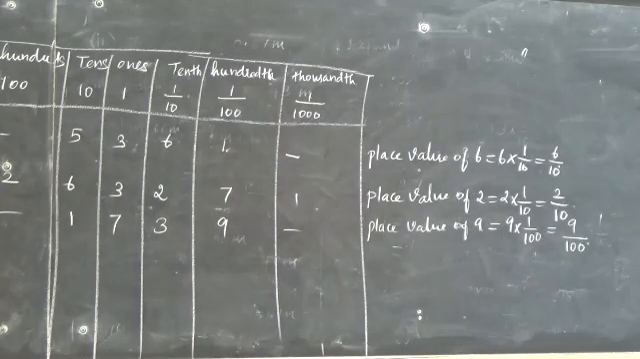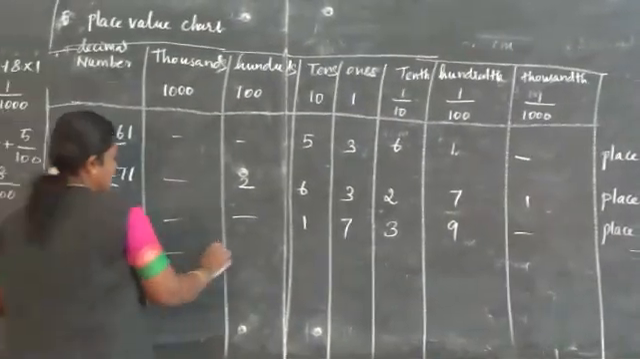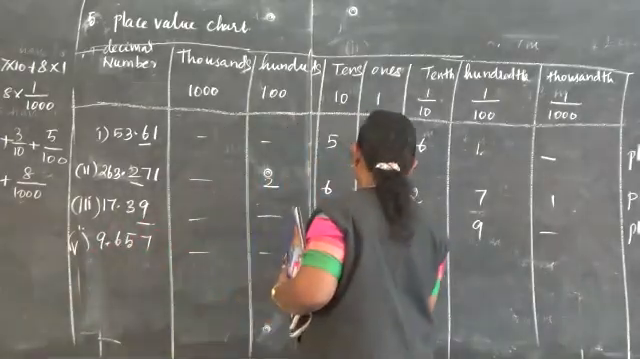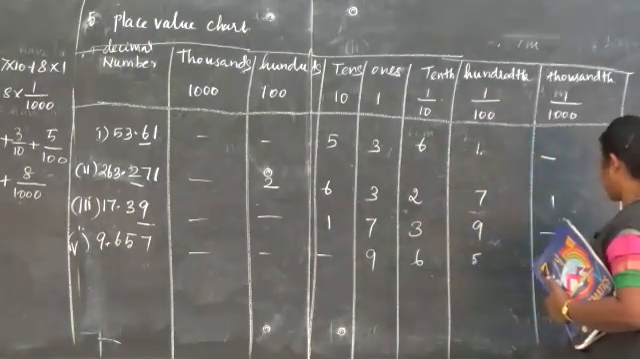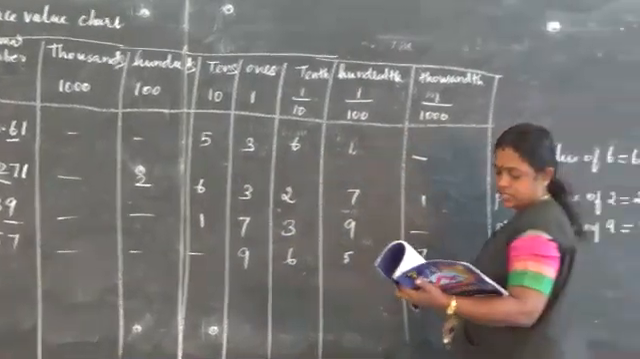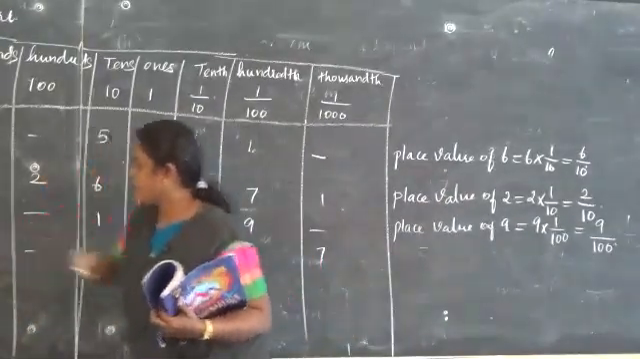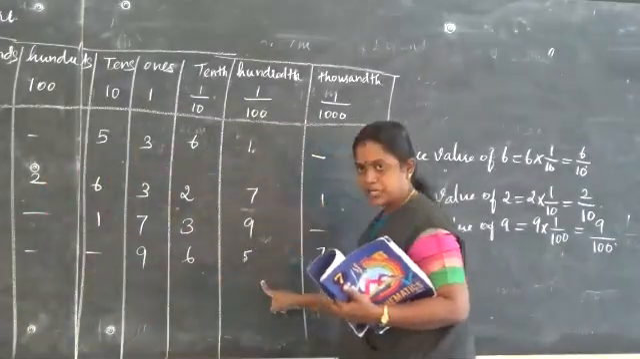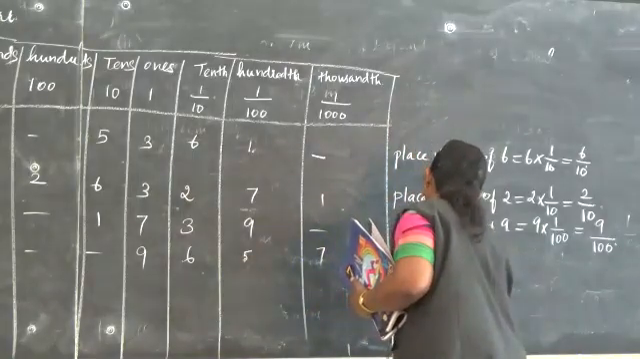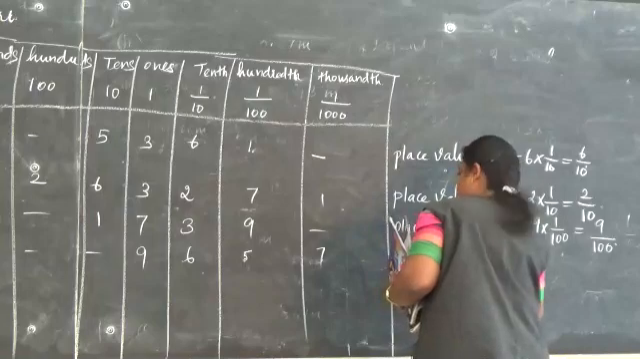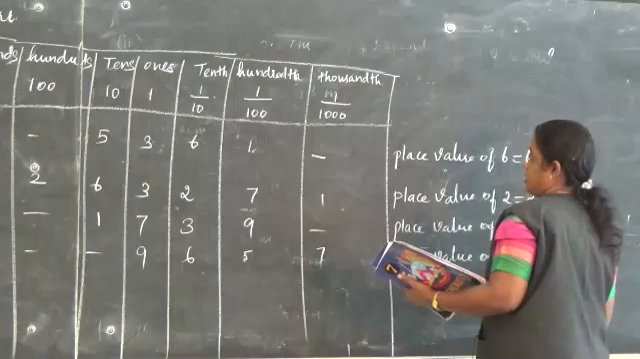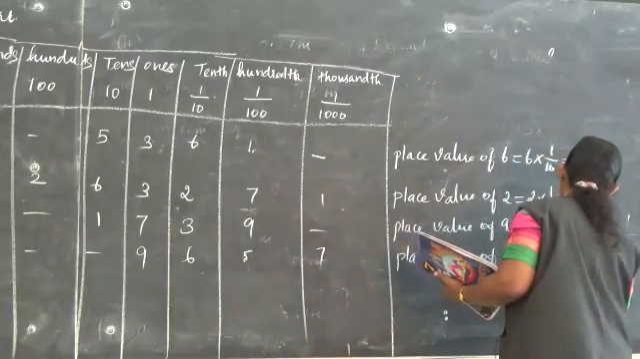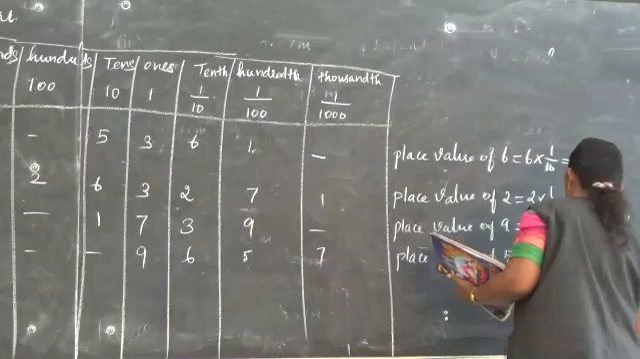9.657. Here also no thousands, no hundreds, no tens, only ones. So no need to write here. 9 ones, 6 tenths, 5 hundredths, 7 thousandths. What is the underlined word? Underlined word is 5. Where we are writing that 5? Hundredth place. So place value of 5 equals 5 into 1 by 100, that is equal to 5 by 100.